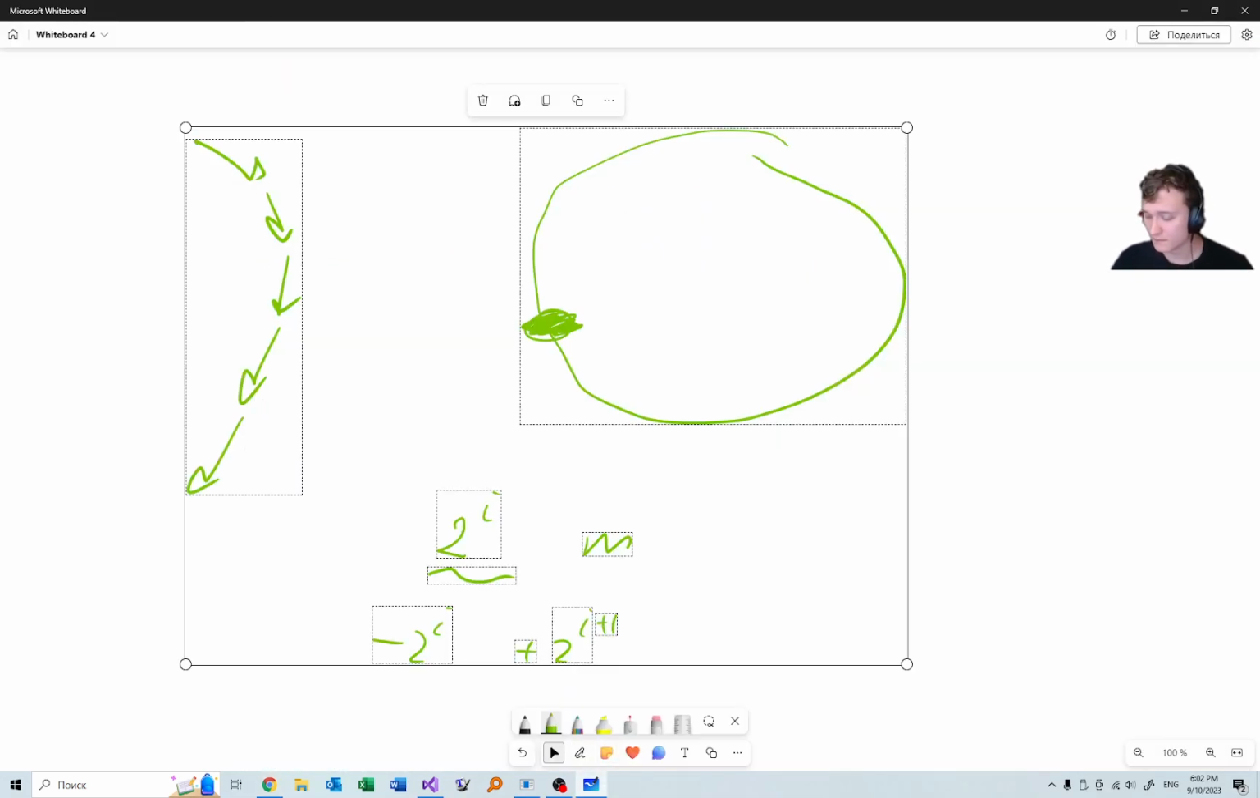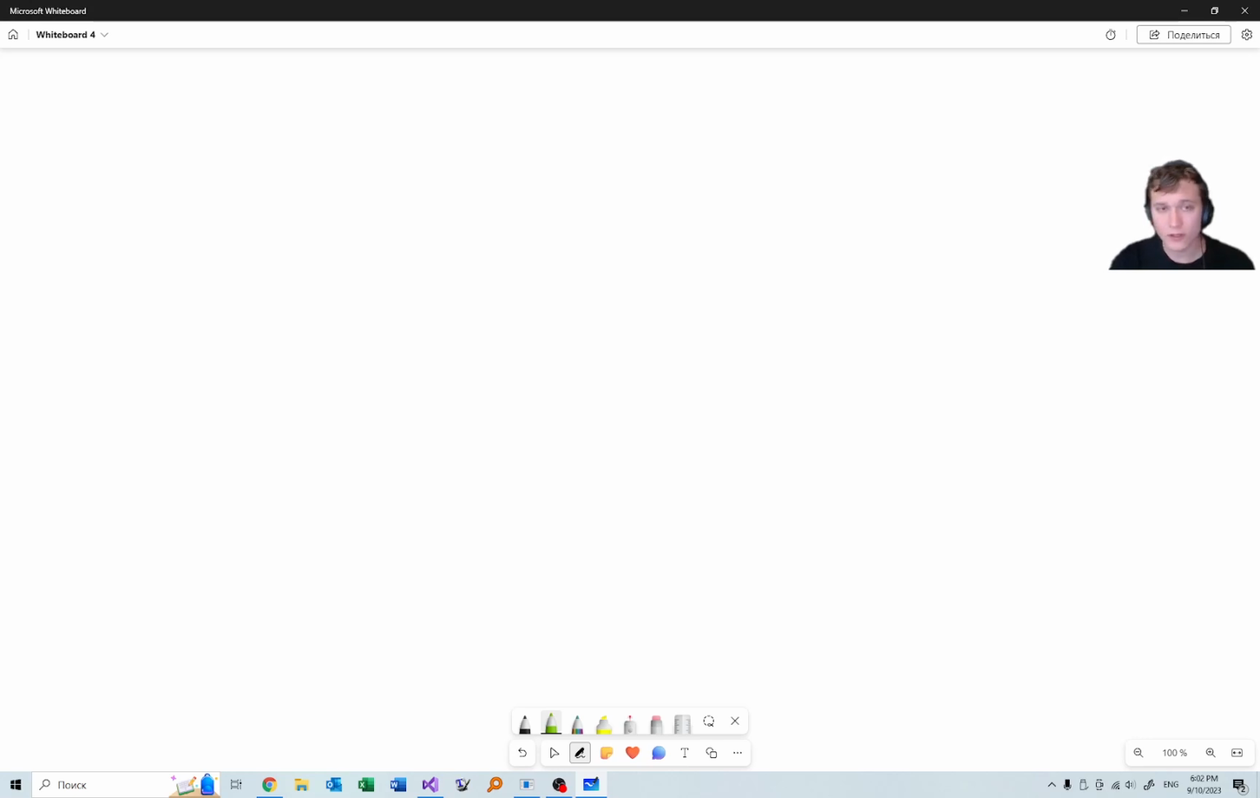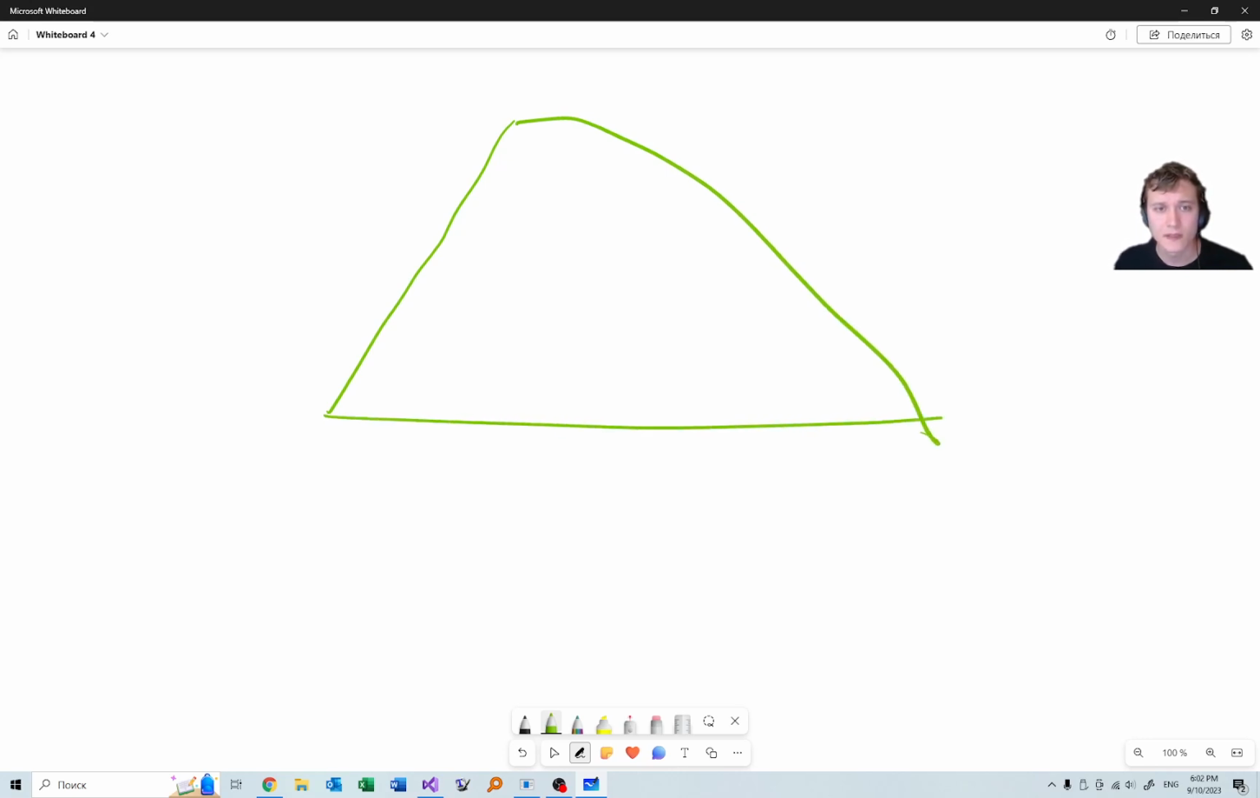Okay. Okay. So we have a like binary tree. Almost binary tree. The last layer may be not full.